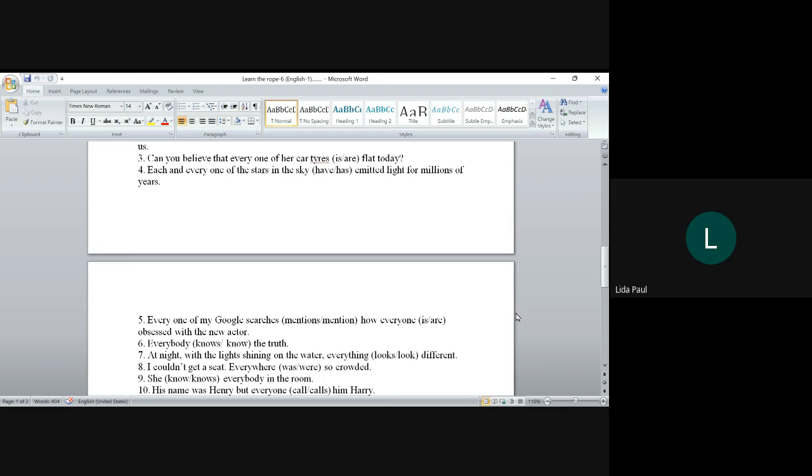So next one, sixth one. Everybody knows the truth. Yeah, everybody knows the truth. At night with the lights shining on the water, everything looks different. Looks different, okay. You can add as many things as you want. Like, look at this: at night, with the light shining on the water. Add anything, add five or six more things into it. But still, the answer would be everything looks different. It doesn't matter how many chunky parts you add to the sentence, the verb will only look at the subject and agree with it.